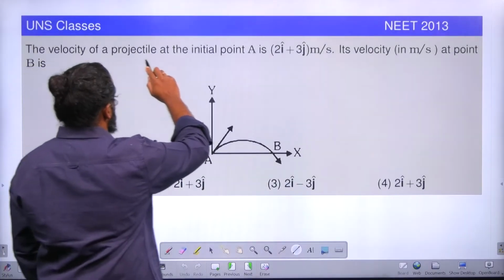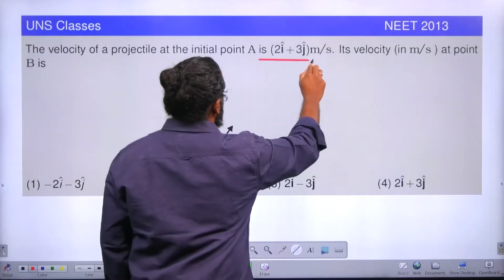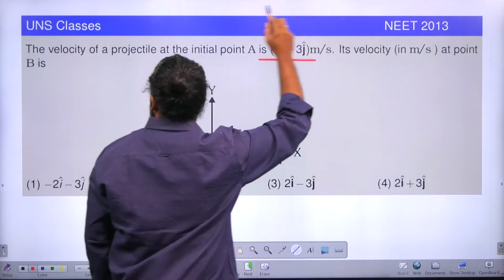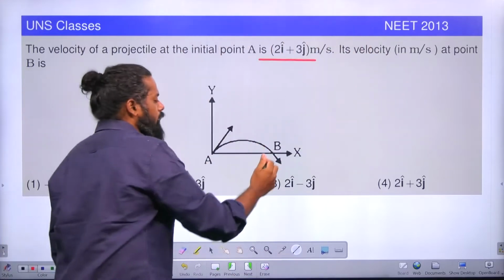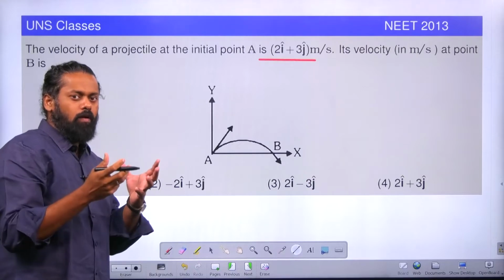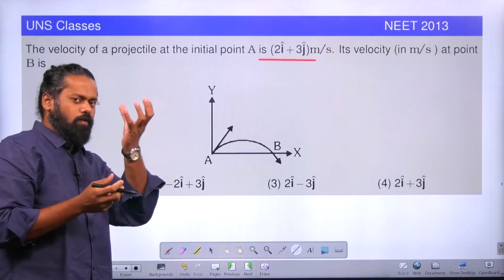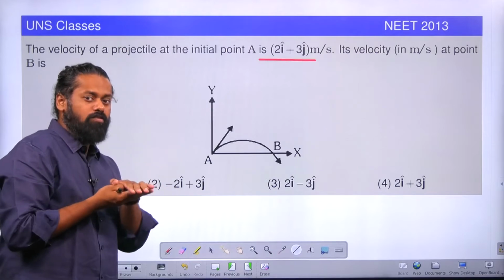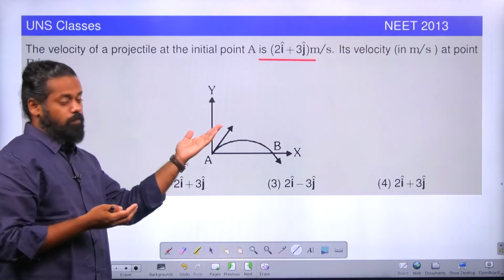The velocity of a projectile at initial point A is 2i plus 3j meters per second. Its velocity in meters per second at point B is... point B means the landing point. See, if you are throwing a body in the upward direction, the body will come back. If the initial velocity is u, just before hitting the ground, when it comes back, the velocity is going to be the same value. So that concept can be used here.